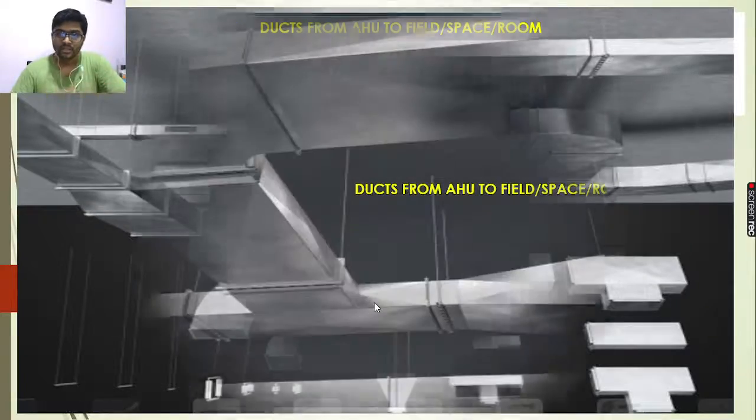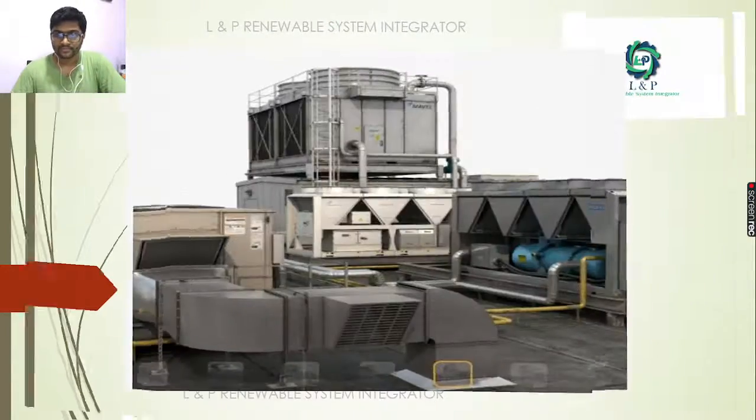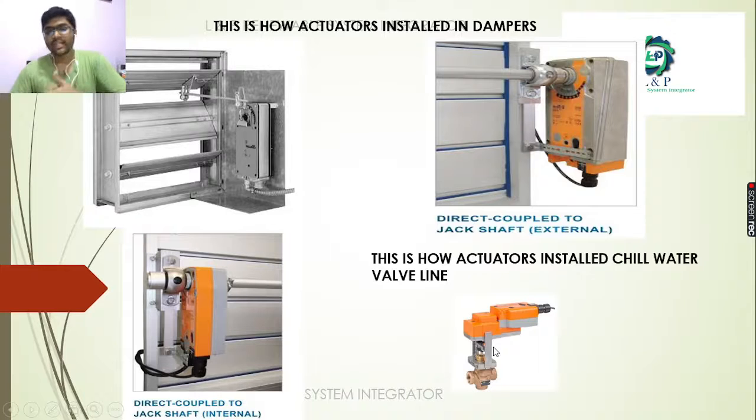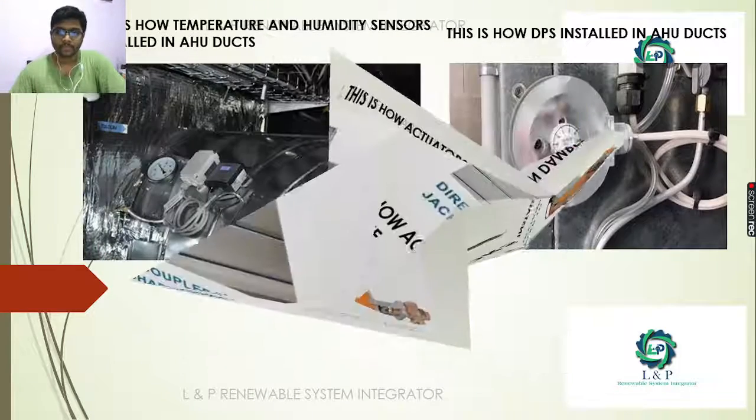So the chill water actuator will look like this. This is how chill water actuators look. Okay, there are many types; based on the valve we choose, the actuator will be different. This is one example.